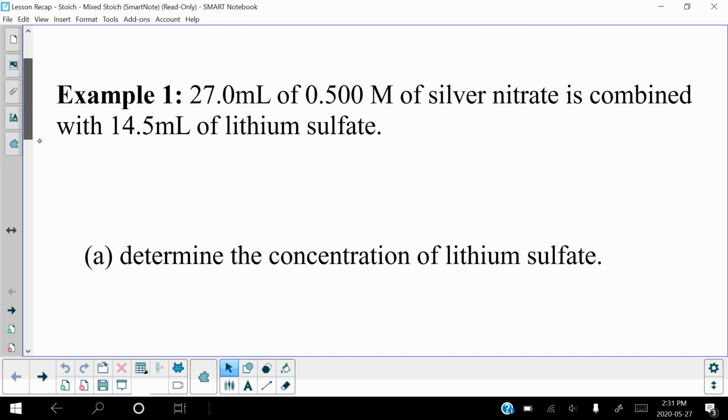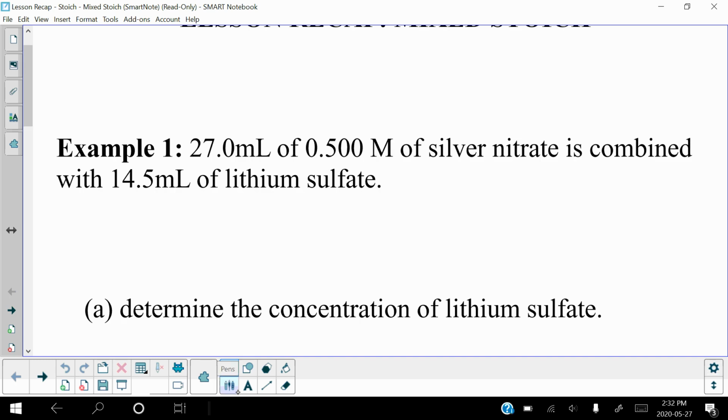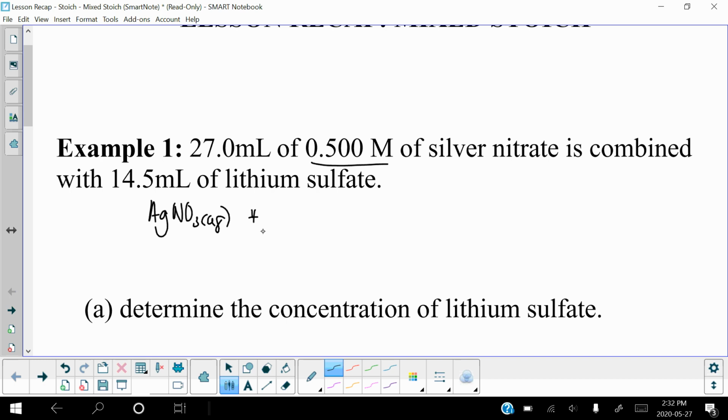Example 1: 27 milliliters of 0.5 moles per liter of silver nitrate is combined with lithium sulfate. So the first thing we're going to do, like every single problem, is write a balanced reaction. So silver nitrate, AgNO3, is aqueous. Because it is in solution, we know that it's in solution because we're dealing with molar concentration. So you do need to use your page. You need to use page 6 in your data booklet to determine if it is soluble or not.